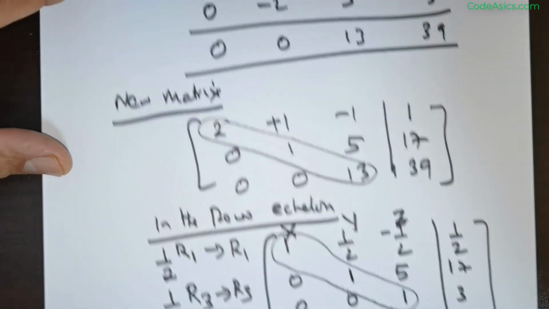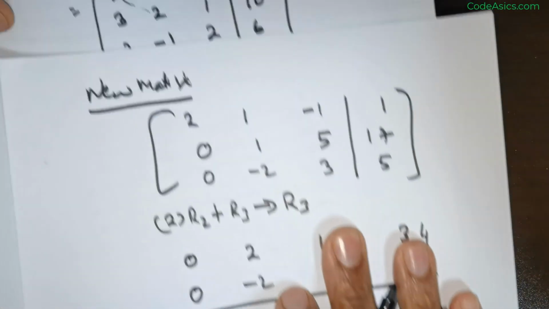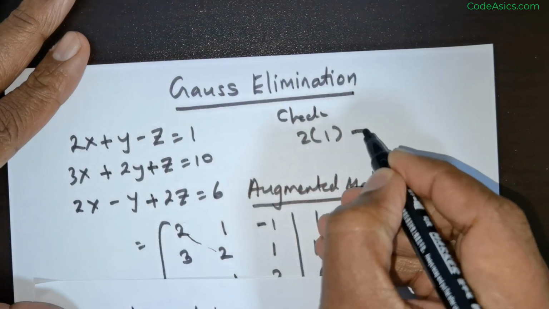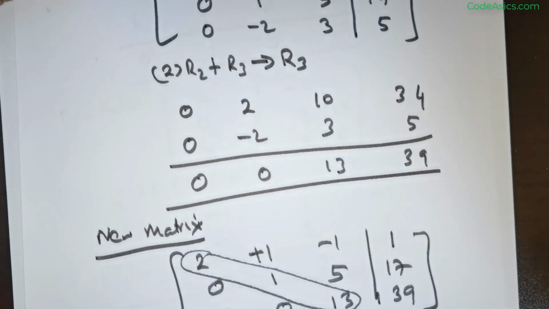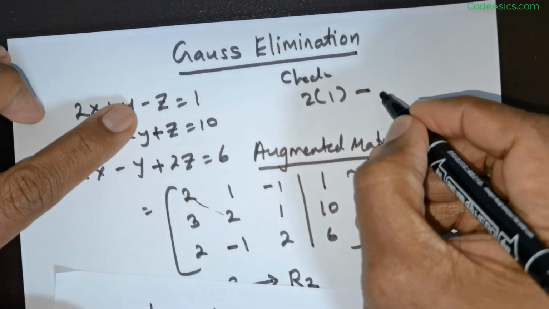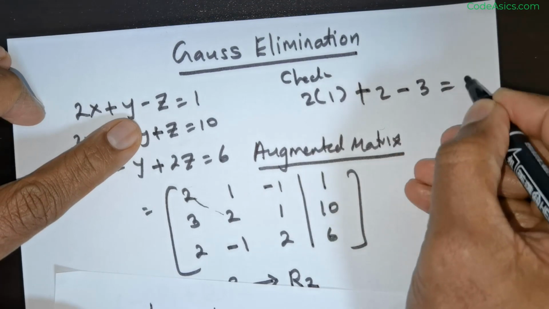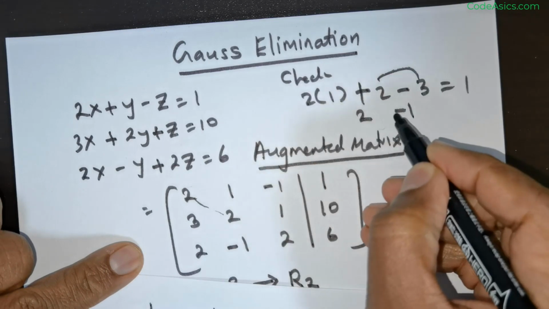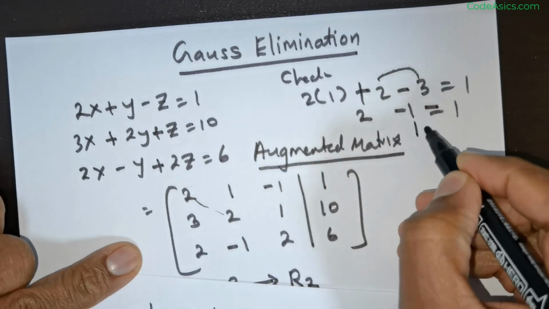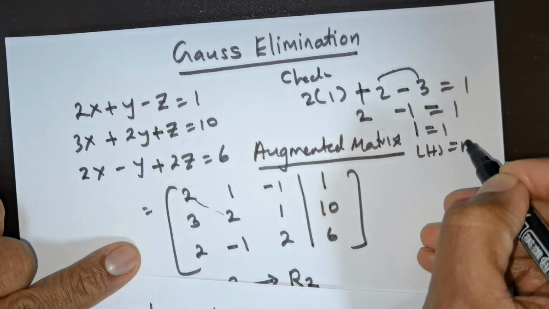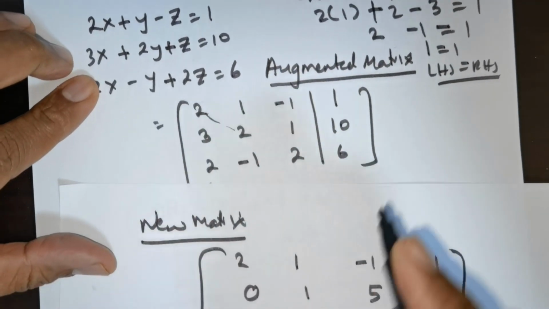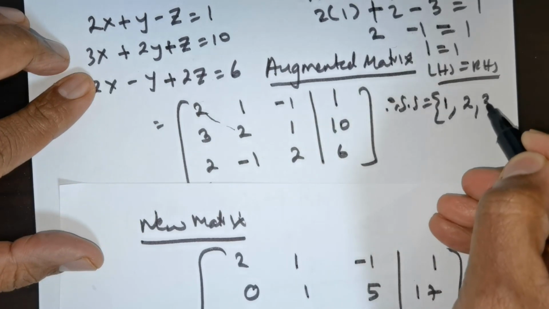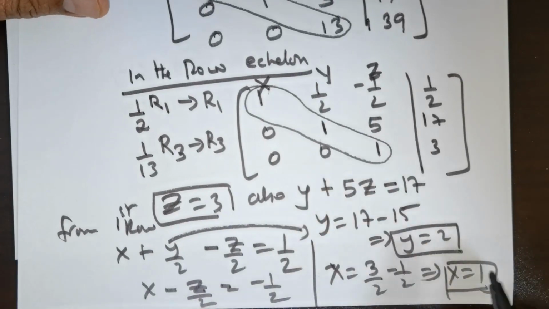Okay, now you can perform the check. I'm going to perform the check here to show you. So 2 times x is 1, y is 2, and z is 3. This should give me 1. So I add these two things, I get negative 1. This is 2, negative 1 will give me 1. 1 is equal to 1. So left hand side is equal to right hand side. So the solution set is what? x is 1, y is 2 and z is 3, right?